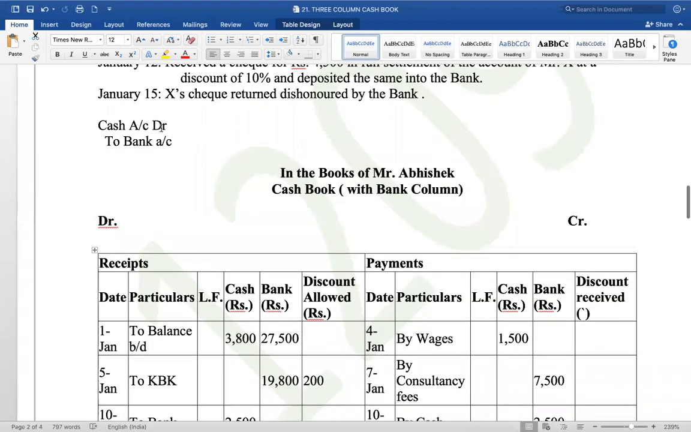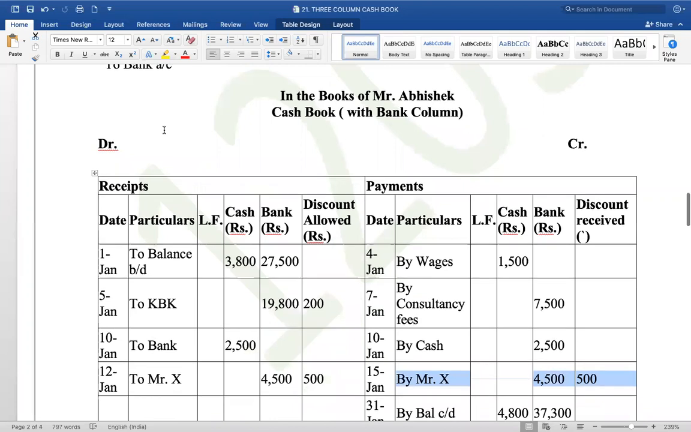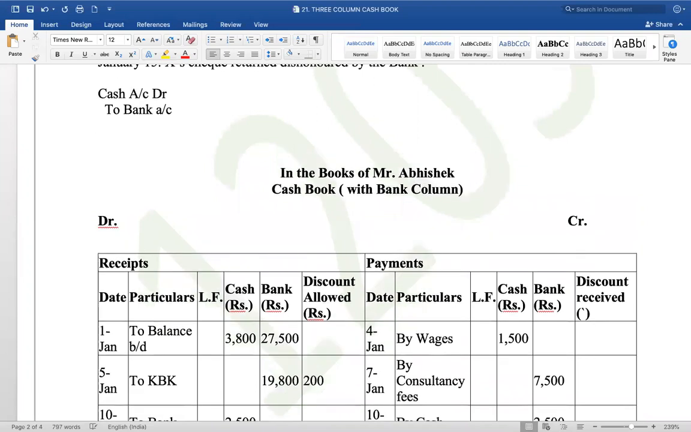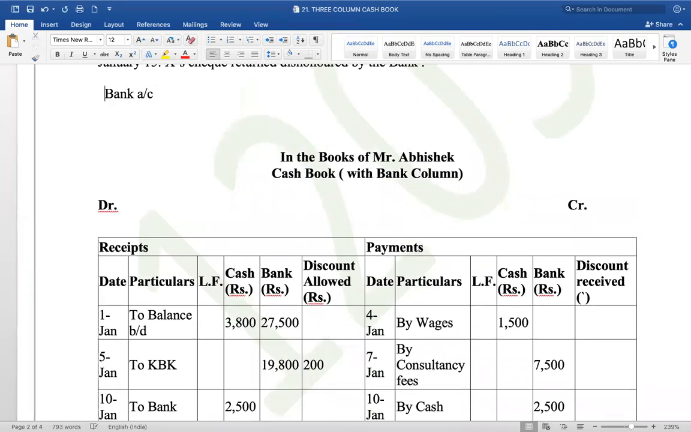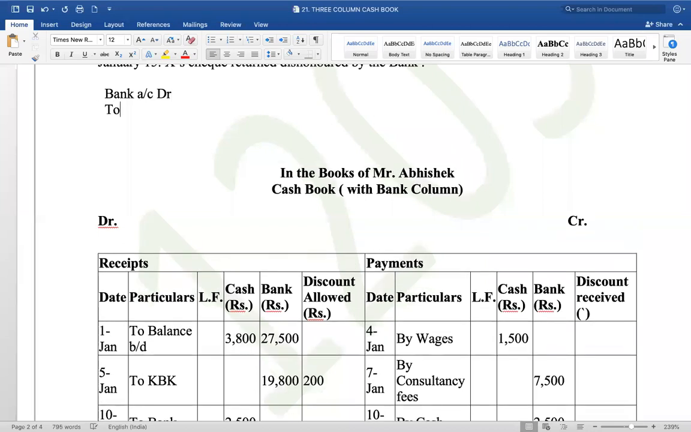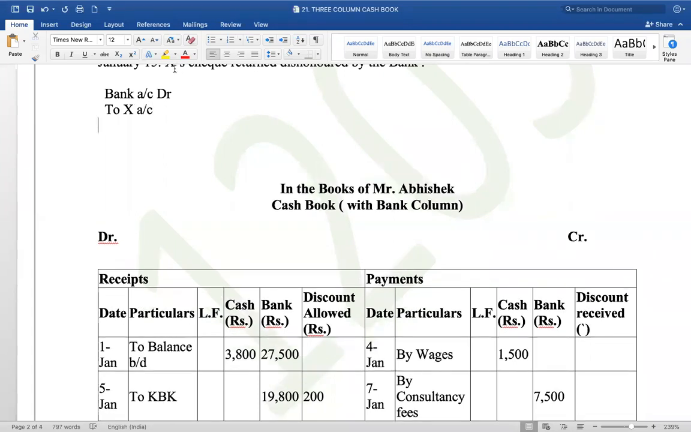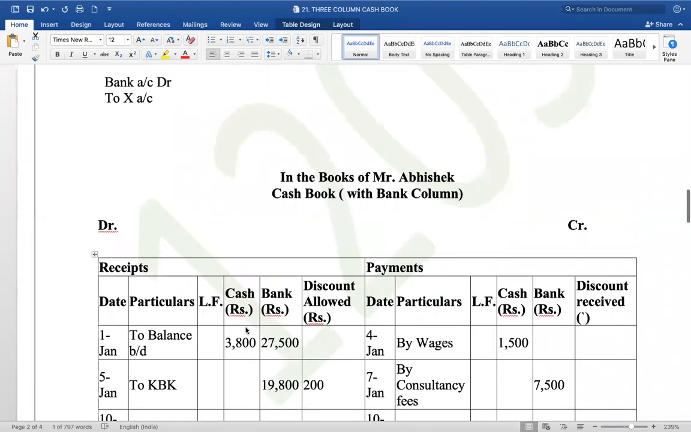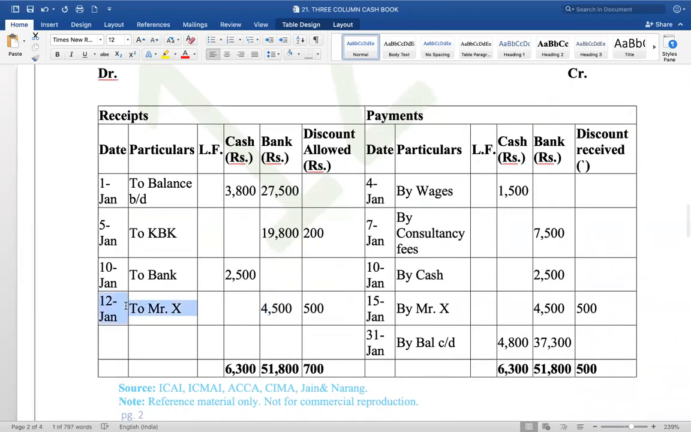It is like this one. Cash to bank you've written. Now, when it is returned back or dishonored, not cash to bank. Sorry. Bank account debit to X, right? Bank account debit to X. When you received it, you debited in the bank column, na? It is bank account debited. Okay, who is giving X? So you have written to X, correct.